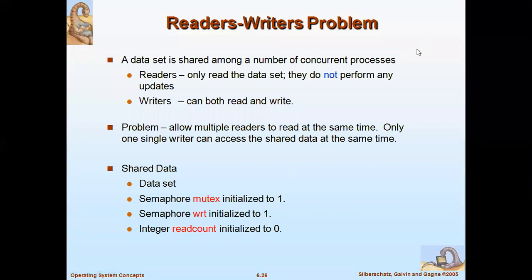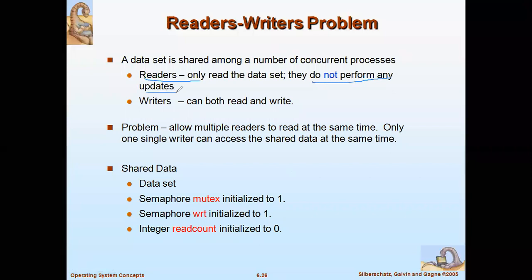Hello students, now we will see the second problem of process synchronization, that is the readers-writers problem. In the readers-writers problem, the reader and the writer share a data set. It can be a file in this case. A reader can only read from the file, that is, it does not have to perform any updates. Writers can both read and write.